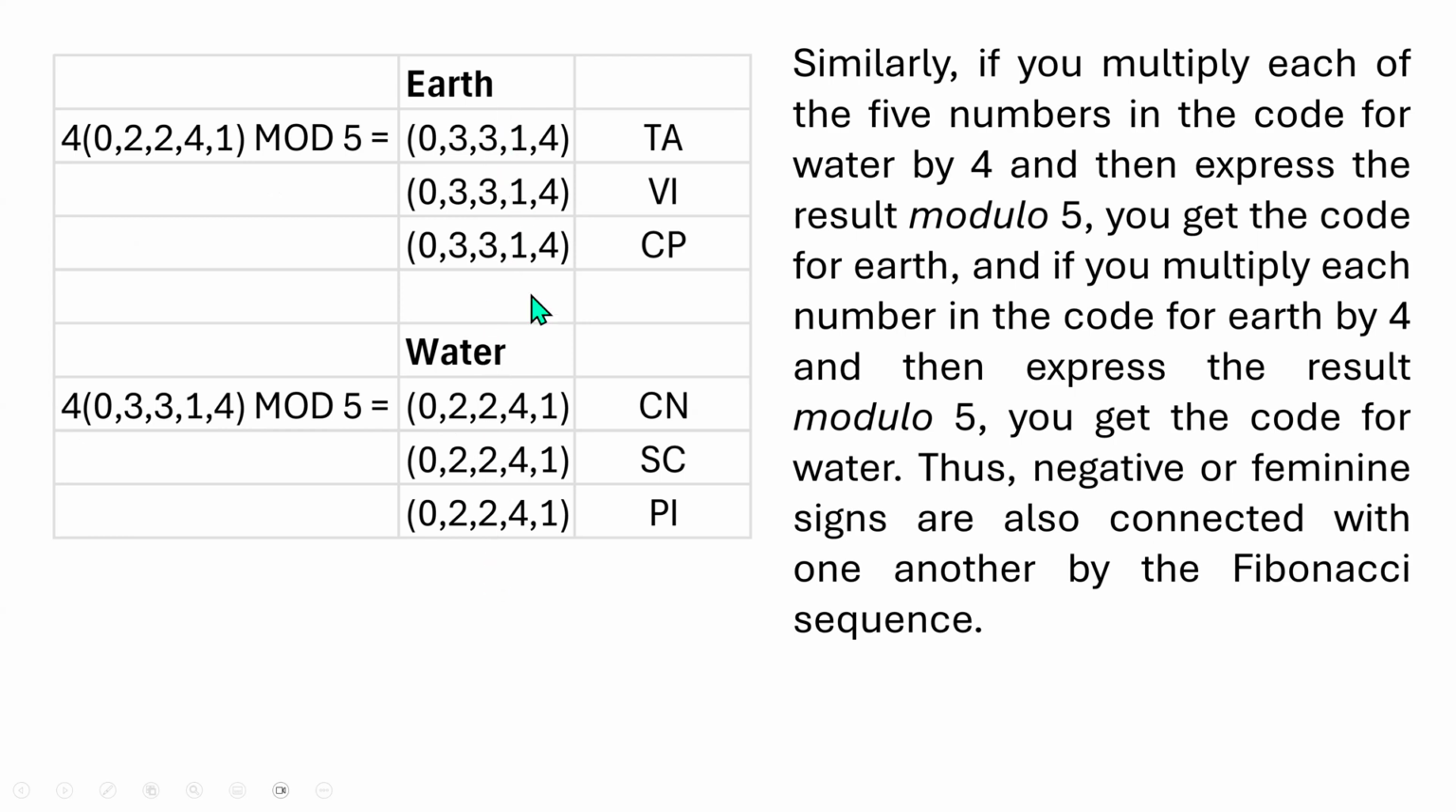And that's how we see the Fibonacci sequence identifying this pattern in astrology that we call negative or feminine signs. The energy of feminine signs in astrology is directed more inward, whereas the positive signs, the energy tends to go more outward.